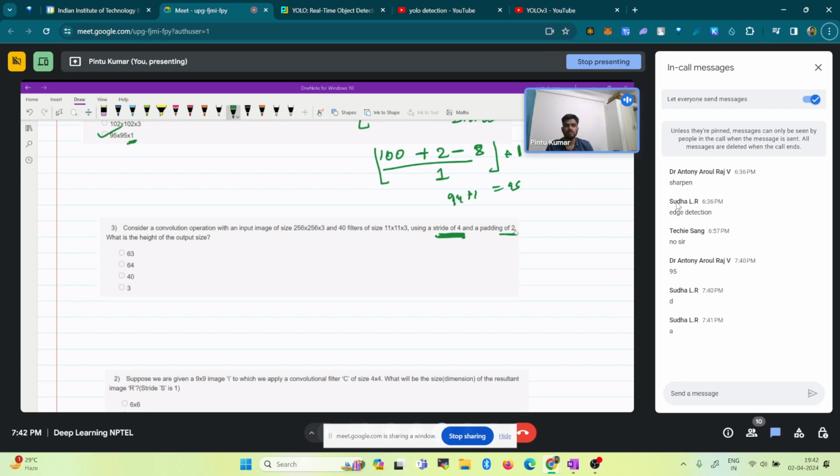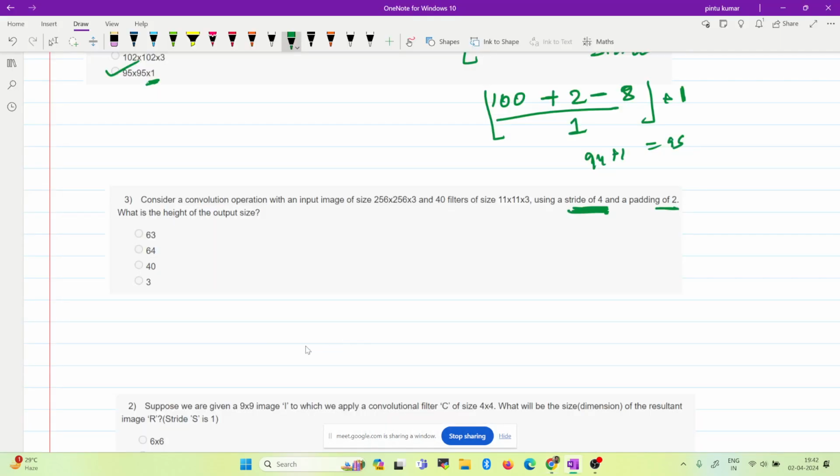Okay, somebody says A. Others can also try, please. Okay, so 2 people have tried responding, so I'll try to solve.